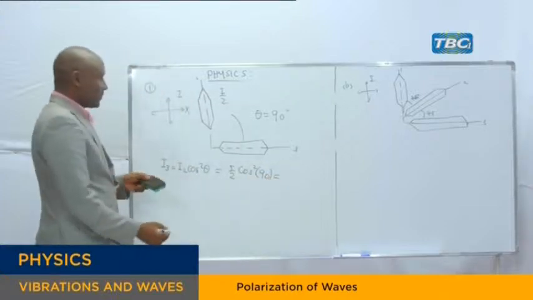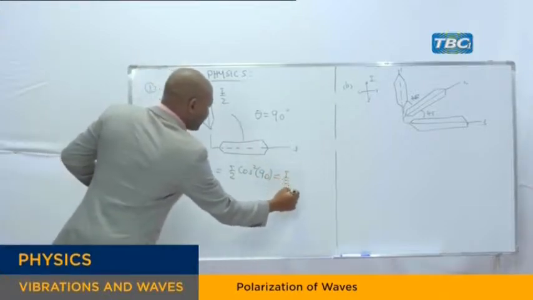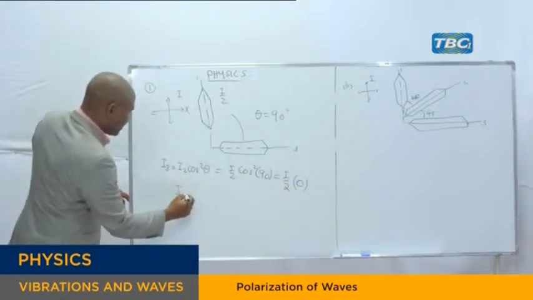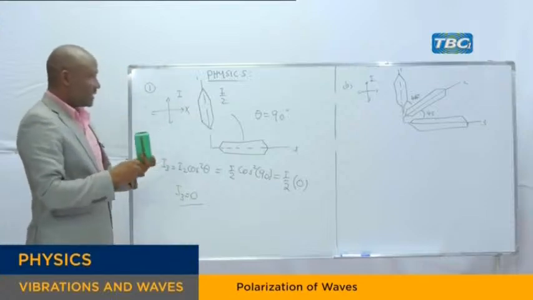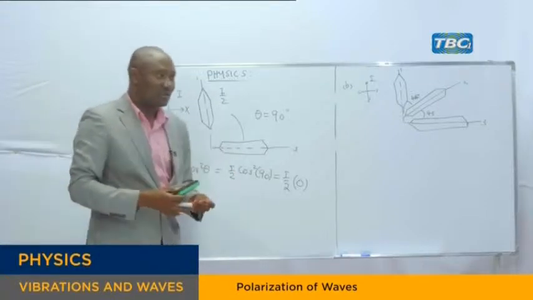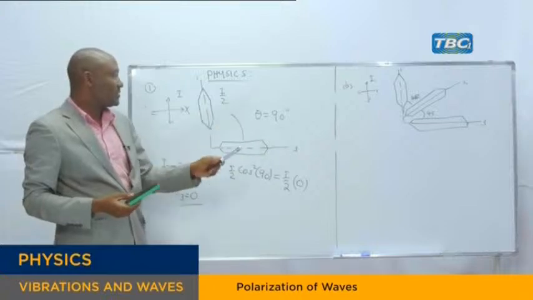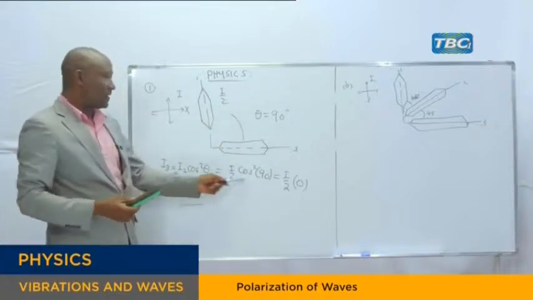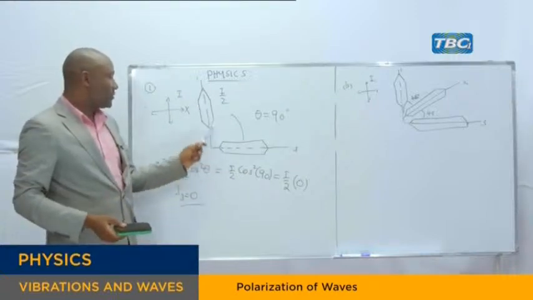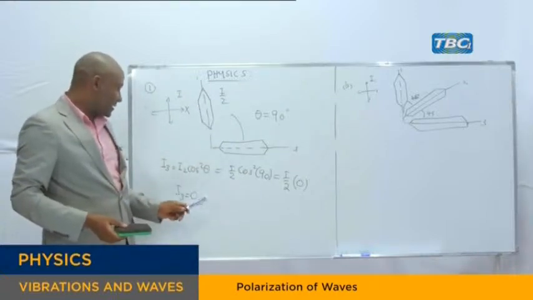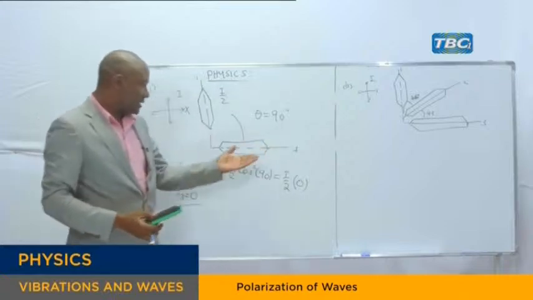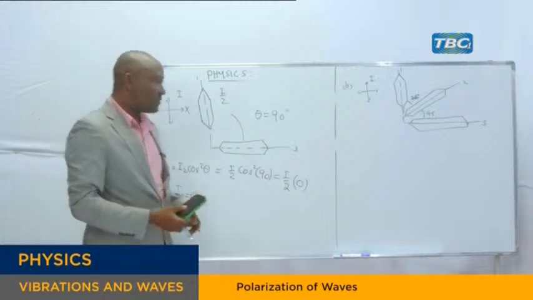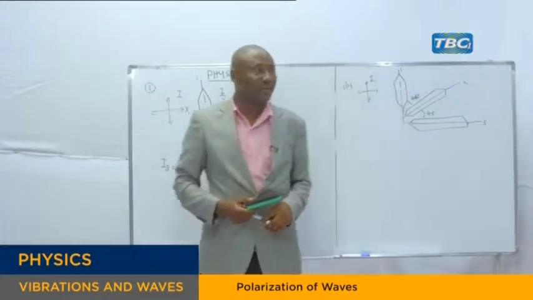This gives us I over 2, cos of 90 is 0. That means the final intensity will be 0. And this is the case we discussed in the first part, that when the two polarizers are at right angles, the intensity of light produced will be 0. We have proved from this formula that when the angle between the two polarizers is 90, at right angles, the intensity of light will decrease from I over 2 to 0. So the final intensity will be 0. That's our example number 3.